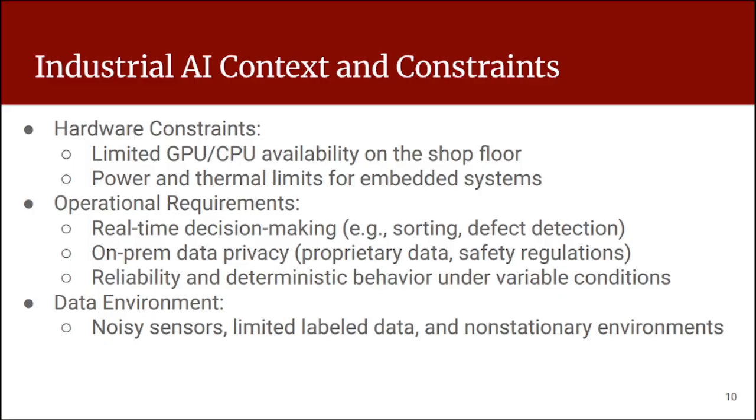Machines have to be reliable. They'll have to work under any sort of factory condition. A lot of times this can be a lot of noise, it can be potentially dirty, dusty environments, non-stationary, things get moved around. So those are some of the constraints of working in an industrial environment.